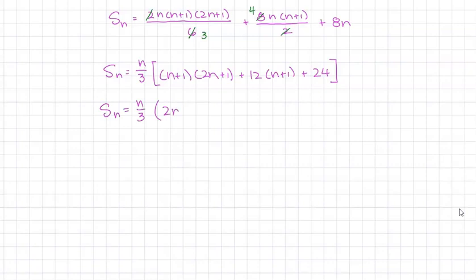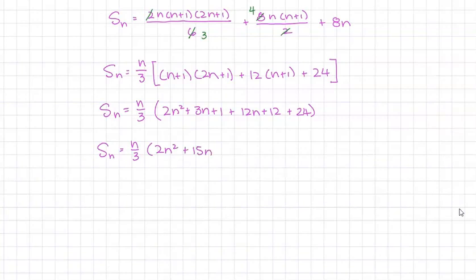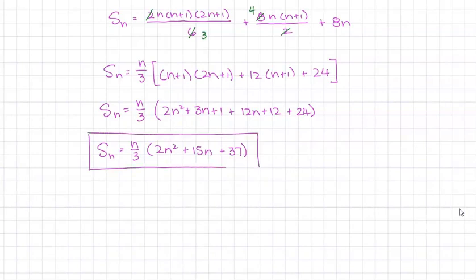So we're going to have 2n squared plus 3n plus 1 plus 12n plus 12 plus 24. I'm going to have 2n squared plus 15n plus 37. I don't think that factors. We're done. Ta-da! So that's the kind of stuff.